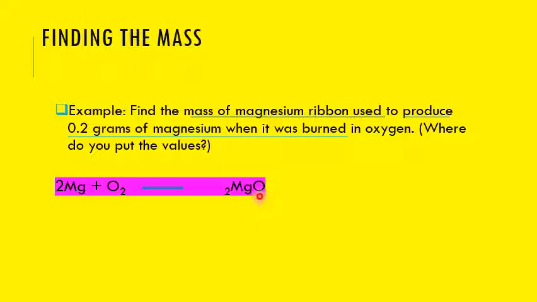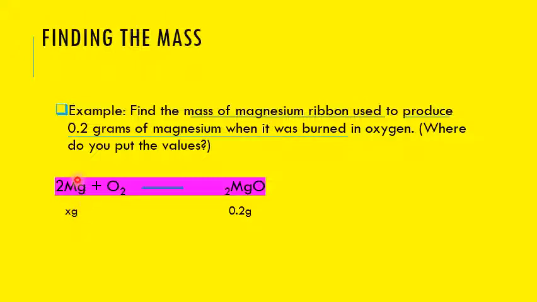All right, and then my X, what do they want me to find? They want me to find the mass of magnesium ribbon used. And they're telling me that magnesium ribbon was used, so I know it's a reactant. So I put my X, and I'm also going to put grams because grams stands for mass.